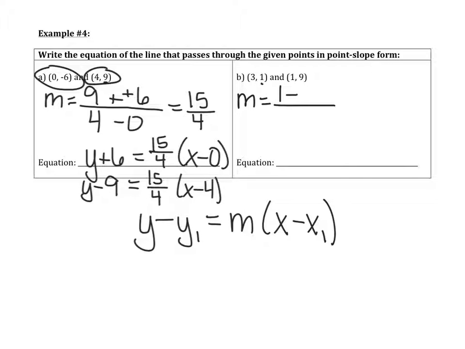So I have 1 minus 9. Since I started with the 1, I got to start with the 3. So 3 minus 1. 1 minus 9 is -8. And 3 minus 1 is 2. -8 divided by 2 is -4.